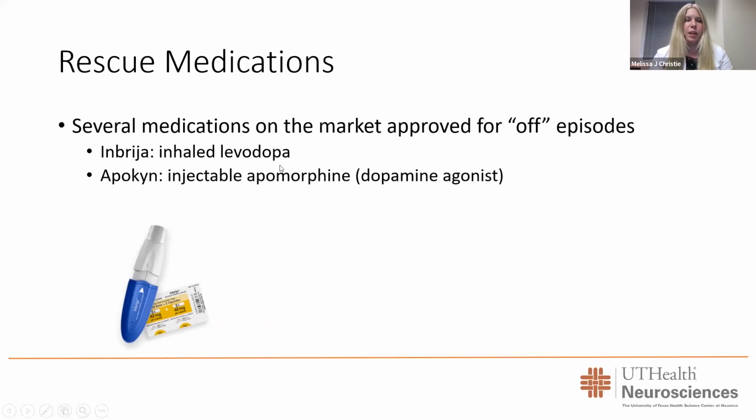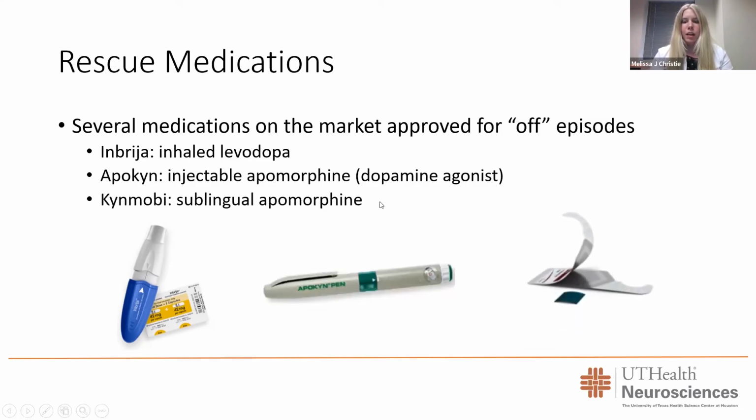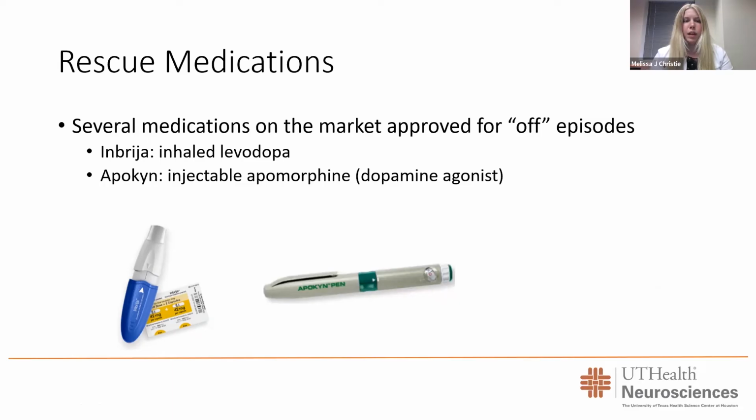There's also Apokyn, which is still available on the market, been out for a long time. This is an injectable apomorphine. So this is that class called dopamine agonist that it's not levodopa, but it helps stimulate the same receptors. This is an injectable pen. And so you do have to have either the patient comfortable with using it or a family member that's comfortable doing the injection for the patient.